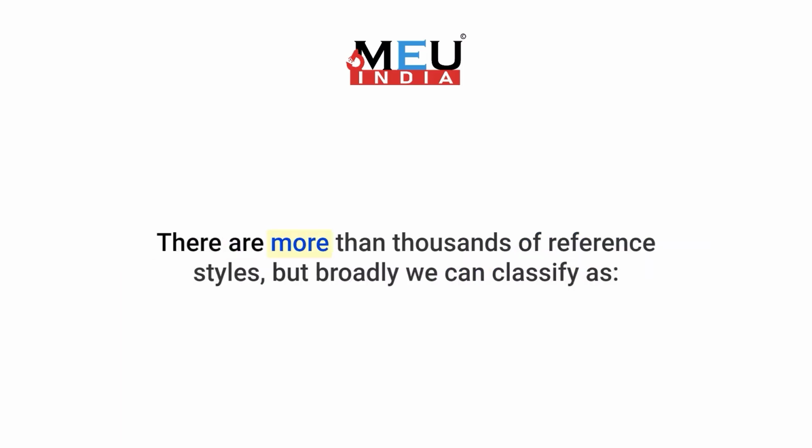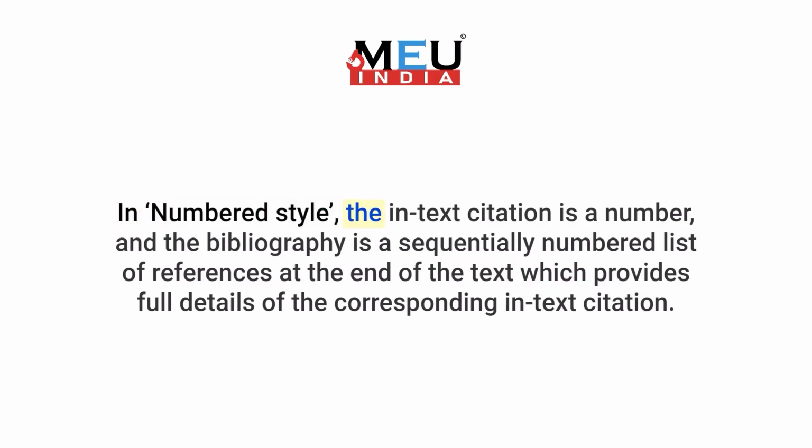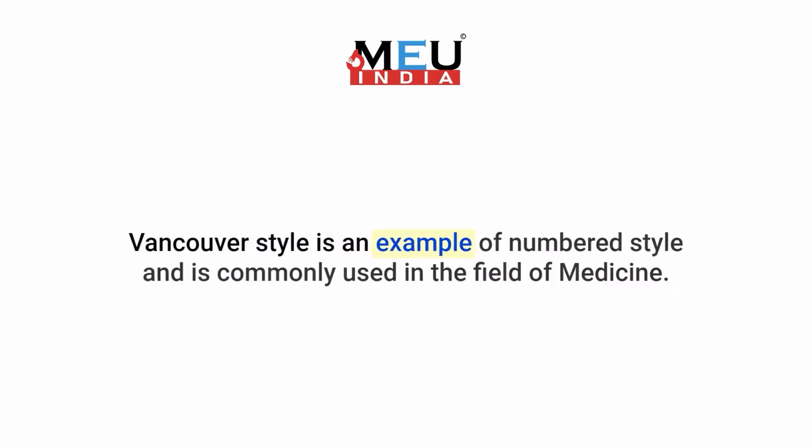There are more than thousands of reference styles, but broadly we can classify them, first, as numbered style. The in-text citation is the number and the bibliography is a sequentially numbered list of references at the end of the text which provides full details of the corresponding in-text citation. Vancouver style is an example of numbered style and is commonly used in the field of medicine.